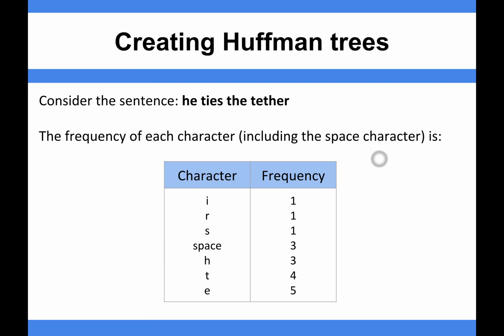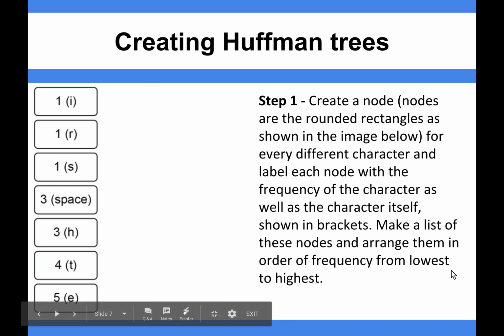So the frequency of each character, including the space, is down here in this table. You see E as a character appears the most, T the next, then H and space together, and then S, R, and I only appear once in this above sentence. So you need to know all the different characters you've got in what you're encoding and the frequency at which they occur, the amount of times you see them.